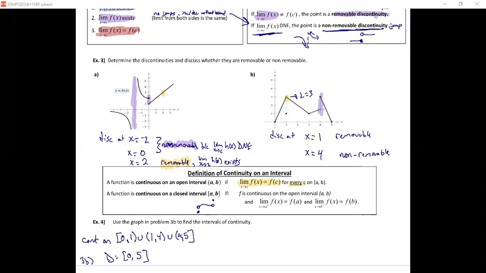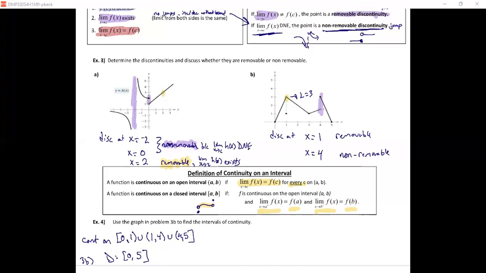Now, for a function to be continuous on a closed interval, we do once again have that continuity on the open interval. However, this is where we use one-sided limits to say we need to make sure the limit at the start of the interval, the right-handed limit, equals the value of the function, and then the left-handed limit equals the value of the function at the endpoint.